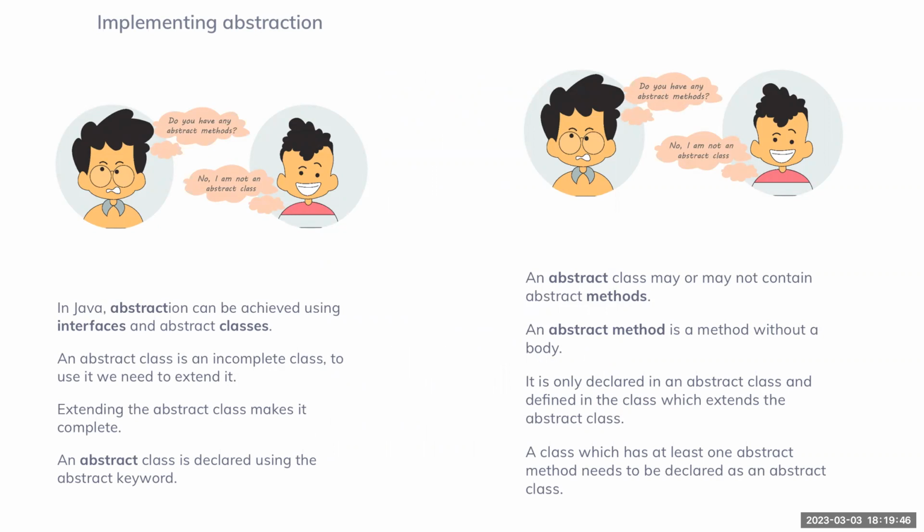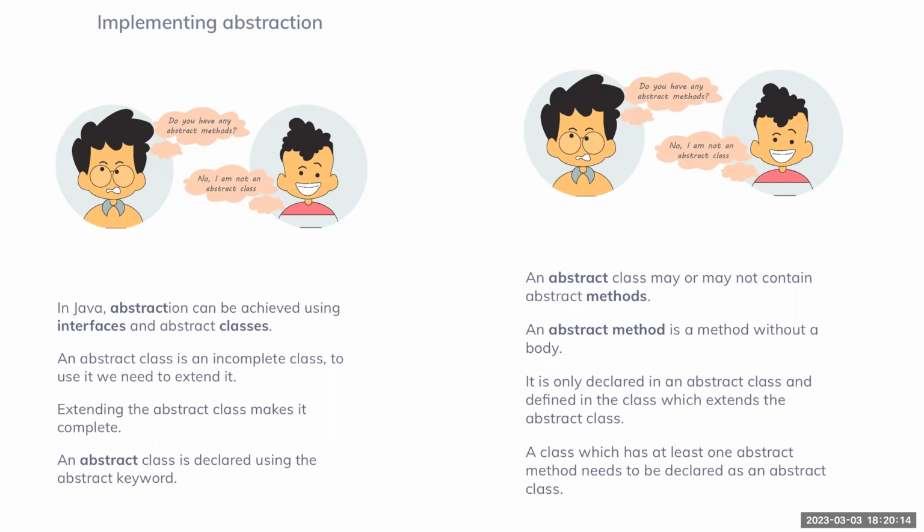So in Java, abstraction can be achieved using interfaces and abstract classes. An abstract class is an incomplete class. To use it, we need to extend it. So extending that abstract class makes it complete. Why are we talking about incomplete and complete? We will understand that when we go with an example.